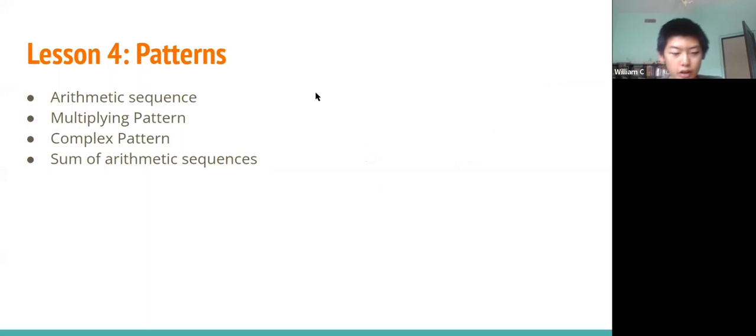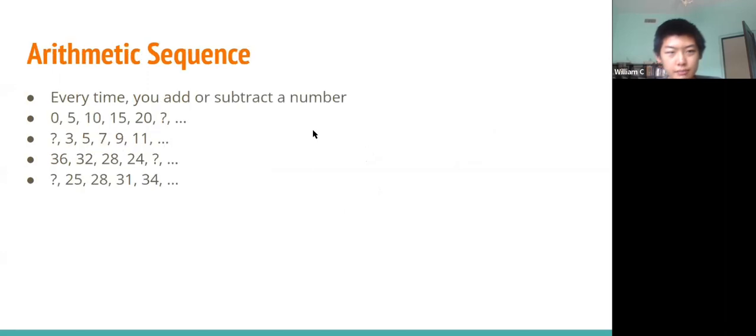So today we will be talking about patterns. We will be talking about arithmetic sequences, multiplying patterns, complex patterns, and sums of arithmetic sequences. First, let's talk about arithmetic sequences.